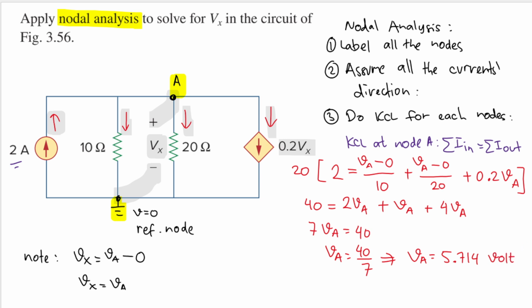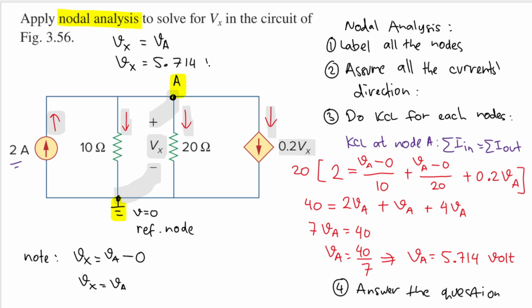That is our VA, but then we need to answer the question, which is the final step. What is the question asking us about Vx? So what is Vx? Vx is equal to VA, right? We already analyzed that. So Vx here is equal to this number here, 5.714. And the unit will be in volts. And this is the final answer for this problem.